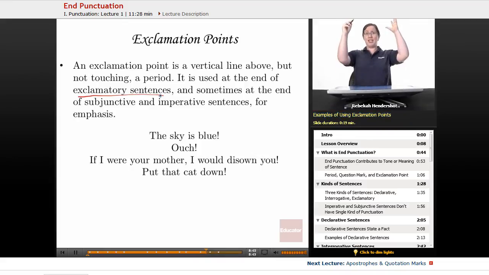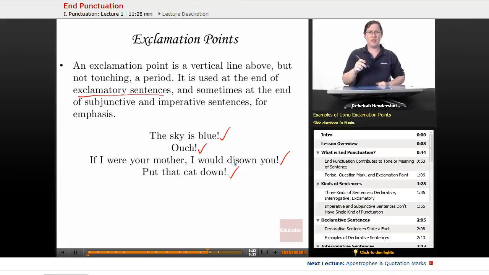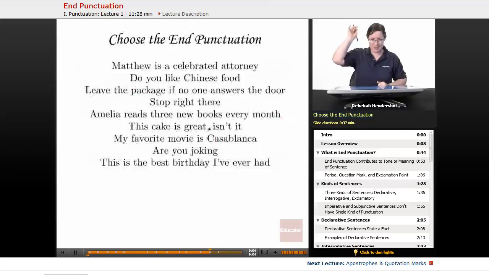So, the sky is blue! Hooray! Ouch! If I were your mother, I would disown you! Or put that cat down! Man, whatever is wrong with that cat, I really want you to put it down, apparently. And they all end with an exclamation point, and they all should ideally be said as if you're just a little bit exploding.